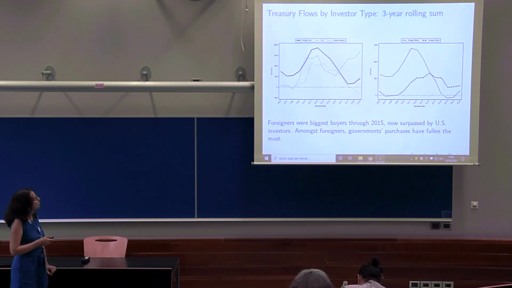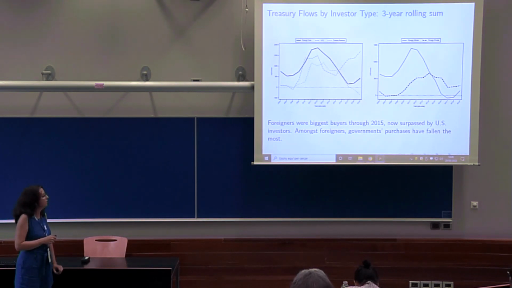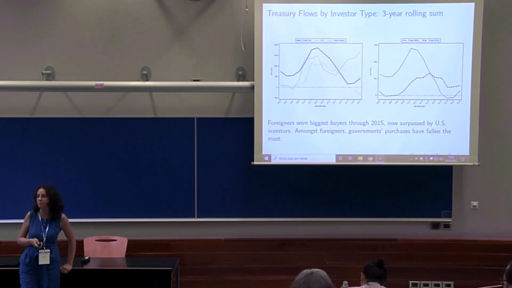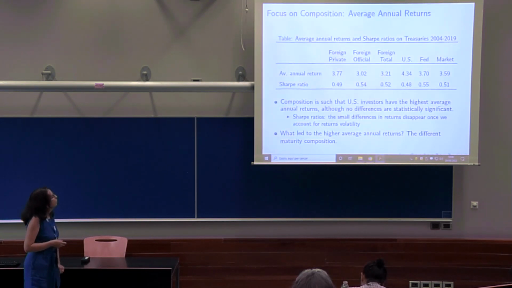Now, in terms of flows, here I'm plotting for the same investors the 3-year rolling sum of flows. The solid line is total foreign, here decomposed into foreign official, the solid, and foreign private, the dashed. So foreigners were really the biggest buyers through 2015, and now they're surpassed by US investors. And really among the foreigners, government purchases have fallen the most. So in the past few years, on the foreign side, it's really been the foreign private investors that have been purchasing.